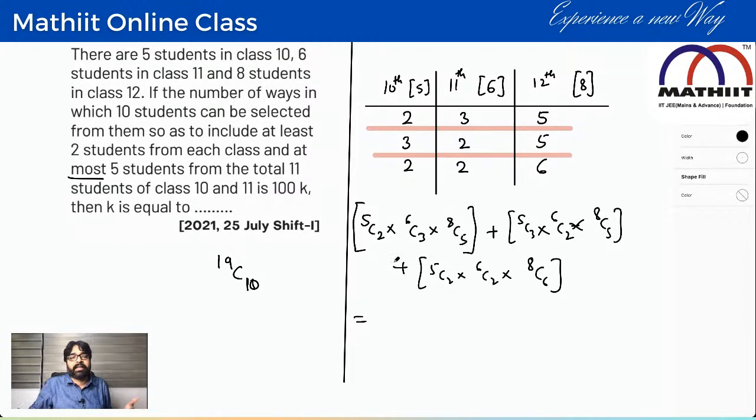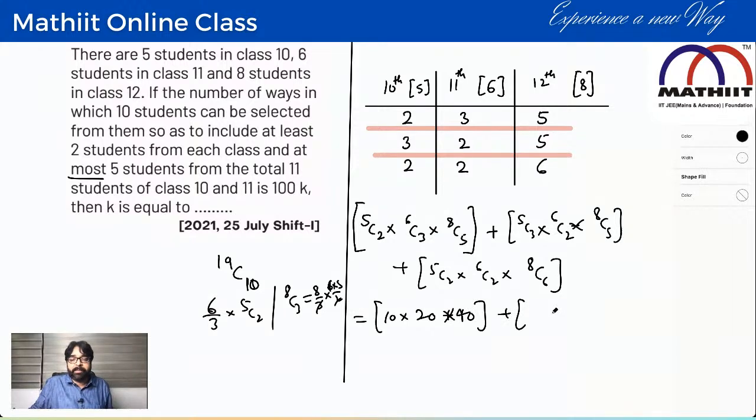That calculation is what you have to do. 5C2 is 10 and 6C3 is 20, so this will be 10 into 20 is 200, plus 8C5. 8C5 I can write as 8C3, same as 8C3. That will be 8 by 3 into 6C2. 6C2 will be what? 6 into 5 by 2. So this 3 into 2 cancels. 8 into 5 is 40. So this will be 40 into 40.